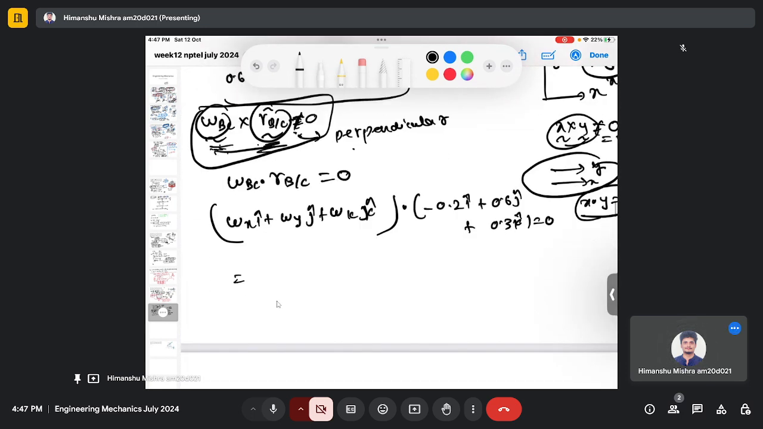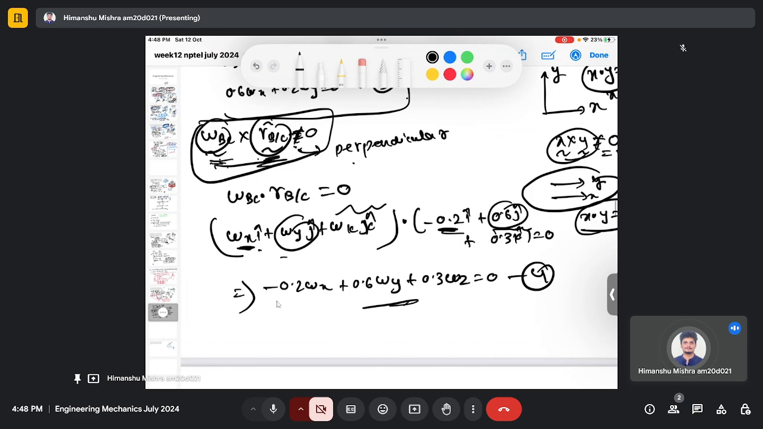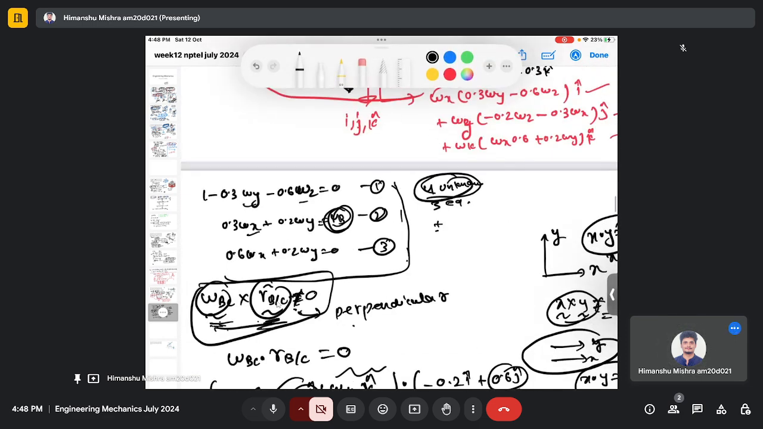Using this trick, you can actually get the fourth equation. You take the dot product of this term and this term, this term and this term, and this term and this term. So you will get minus 0.2 omega x plus 0.6 omega y plus 0.3 omega z equal to 0. So this works as the fourth equation. This is our objective, to get the fourth equation, so we can solve for the 4 unknowns.